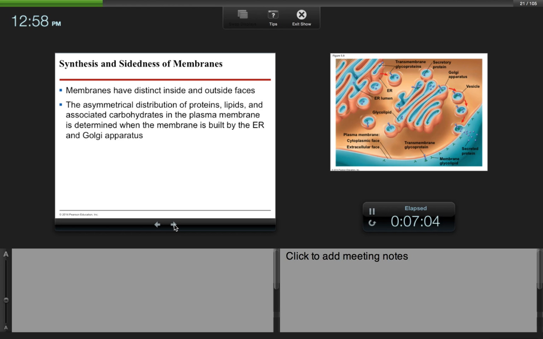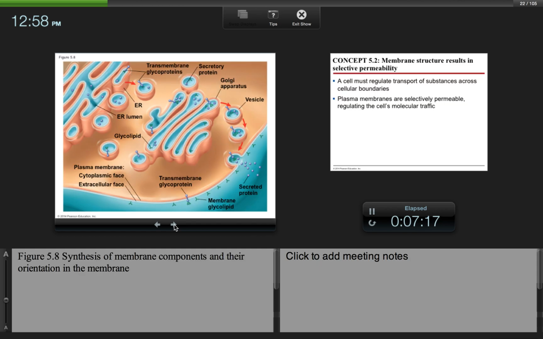Membranes have distinct inside and outside faces. The asymmetrical distribution of proteins, lipids, and associated carbohydrates in the plasma membrane is determined when the membrane is built by the ER and the Golgi. So again, this shows synthesis of membrane components and their orientation in the membrane.